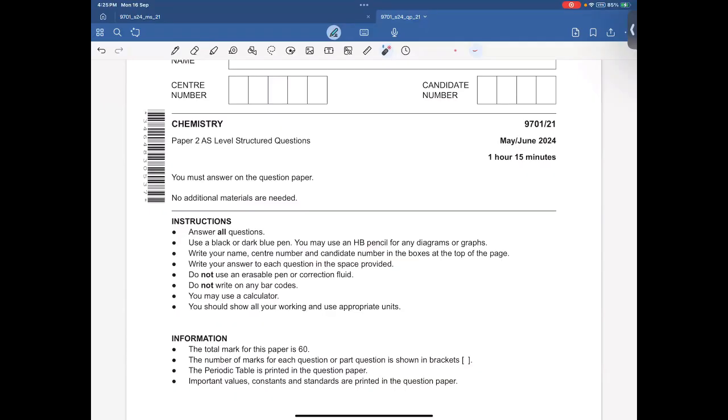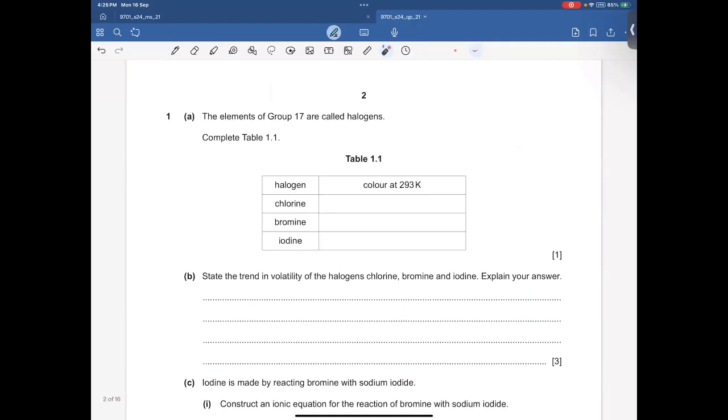Let's start with the first question. Let's see what we have in it. Seems like the first question belongs to group 17 elements. Okay. The elements of group 17 are called halogens. Halogens, we call them so because they can make salts. Also called halogens because they can make salts.